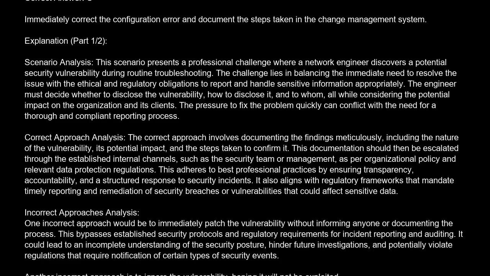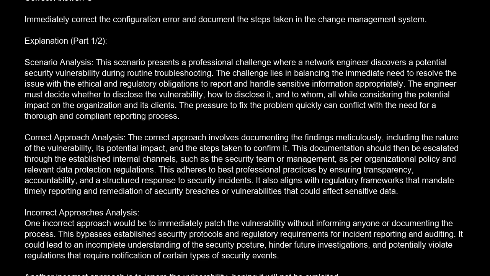The correct answer is C. Immediately correct the configuration error and document the steps taken in the change management system. Explanation. Scenario analysis. This scenario presents a professional challenge where a network engineer discovers a potential security vulnerability during routine troubleshooting. The challenge lies in balancing the immediate need to resolve the issue with the ethical and regulatory obligations to report and handle sensitive information appropriately.